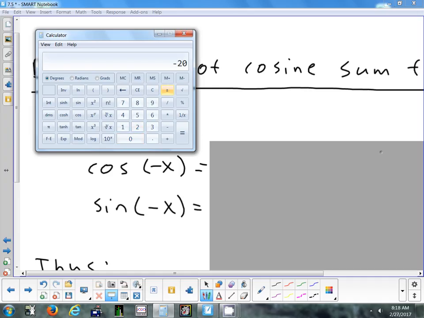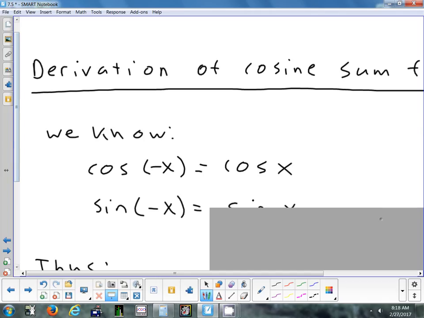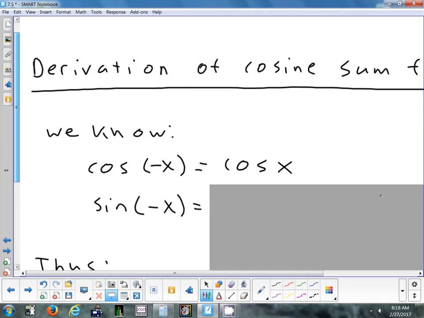I just picked negative 20. You could do negative 30, any number you want. So cosine of negative 20 is 0.93969. And I'm going to take the cosine of positive 20. Same thing. They're the same thing. So the cosine of negative x would be equal to what? Cosine of x. They're the same thing. We need to know that.